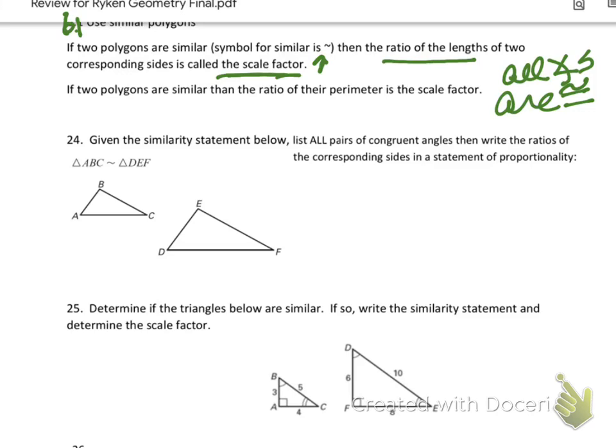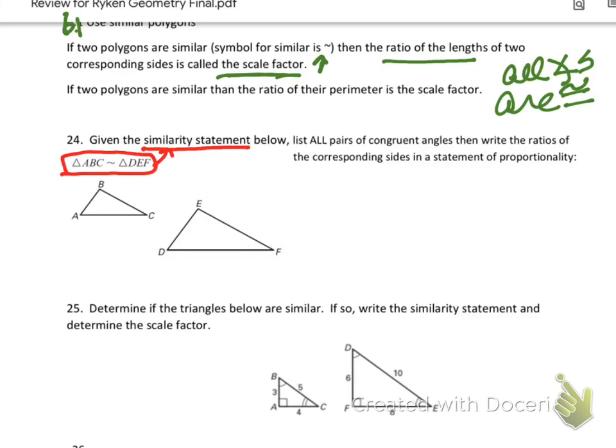Question 24 says, given the similarity statement below, list all pairs of congruent angles and then write the ratios of the corresponding sides in a statement of proportionality. So we'll change color. This is the similarity statement. If I ask you for a similarity statement, this is what I mean. If you look at the similarity statement, you'll always get the next questions correct.